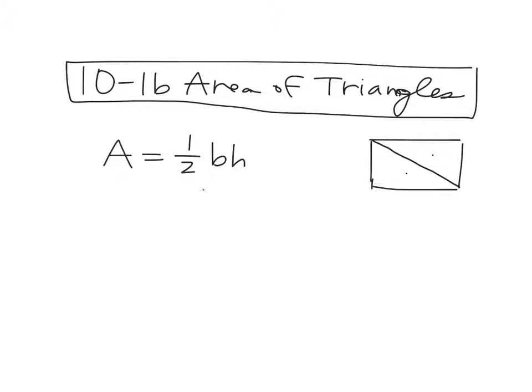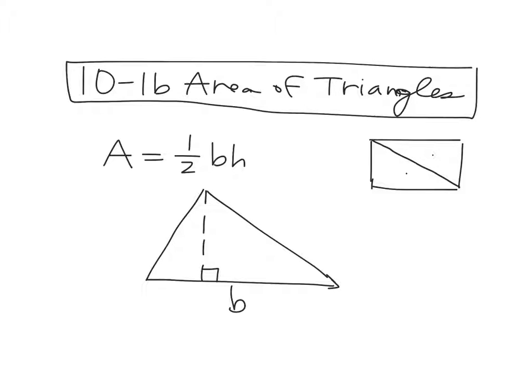So an example of a triangle would look like this. Your height is always gonna be perpendicular to your base. So here's your base, here's your height, and then you do 1/2 times the base times the height to get your area. Okay? Good on that formula?